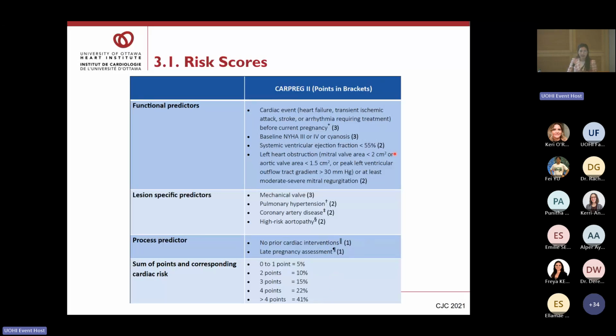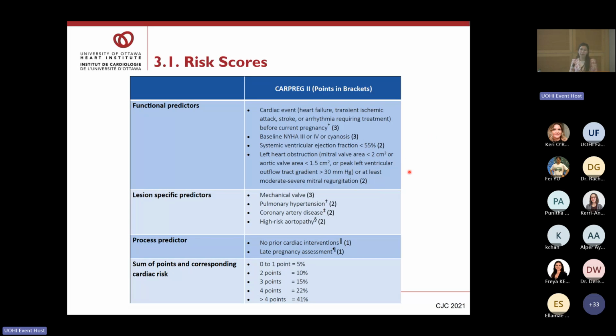The problem is that the cutoffs that are used here are different than what would be normal severity of pathology, like, for example, the cutoff for valve area. And it's also different than the cutoffs used in the WHO. So you just need to be a little bit careful about that when using it. So to give you a few examples, things that would put mothers at higher risk would be if they had a previous cardiac event, whether that is heart failure, arrhythmia, or a stroke. Certainly, women that are highly symptomatic, NYHA 3, 4, or that have cyanosis are at higher risk.